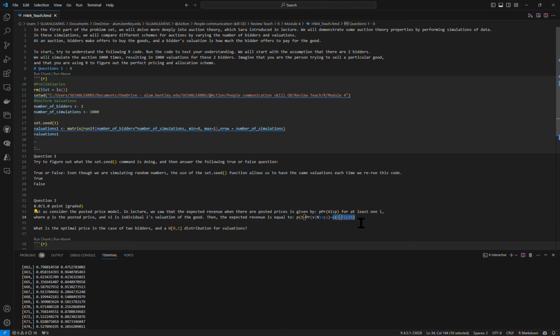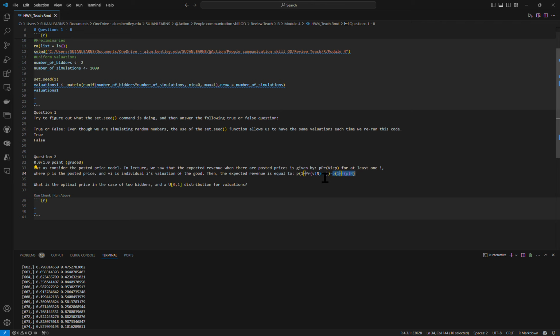Now, the question is asking: what is the optimal price given this formula, and we have a uniform distribution between 0 and 1 for valuation. That's the question here. How do we solve this? Can you tell me? We can solve this by taking this formula, taking the first derivative of it and setting that equal to 0. And then we'll solve for P. And that P will give us the optimal price.